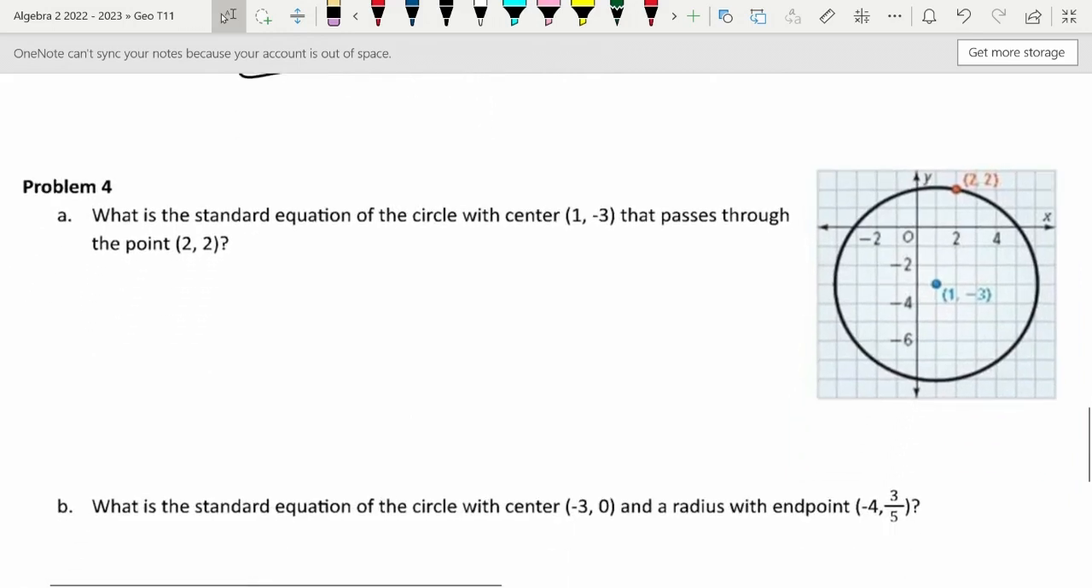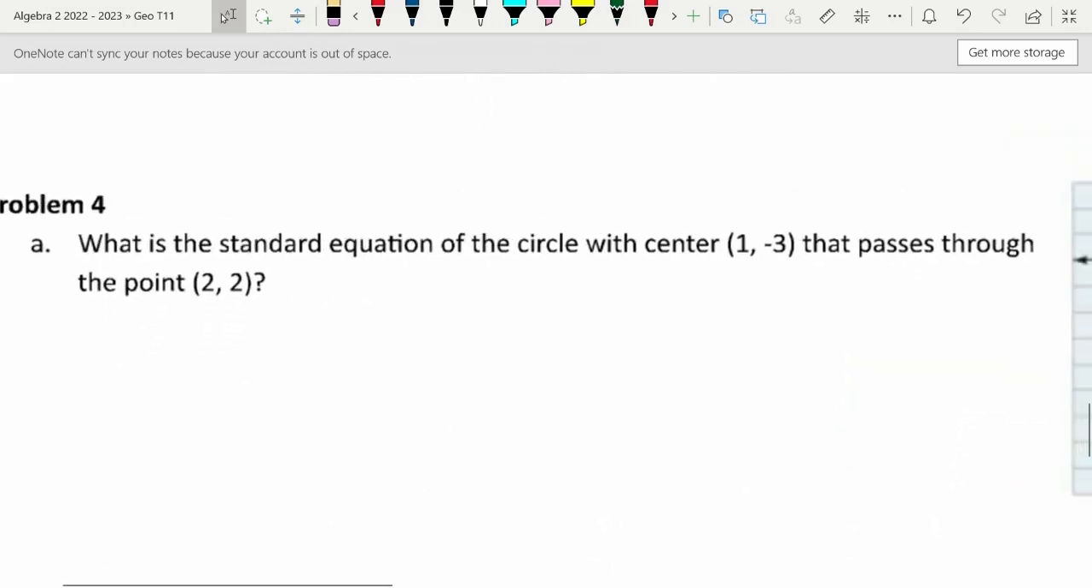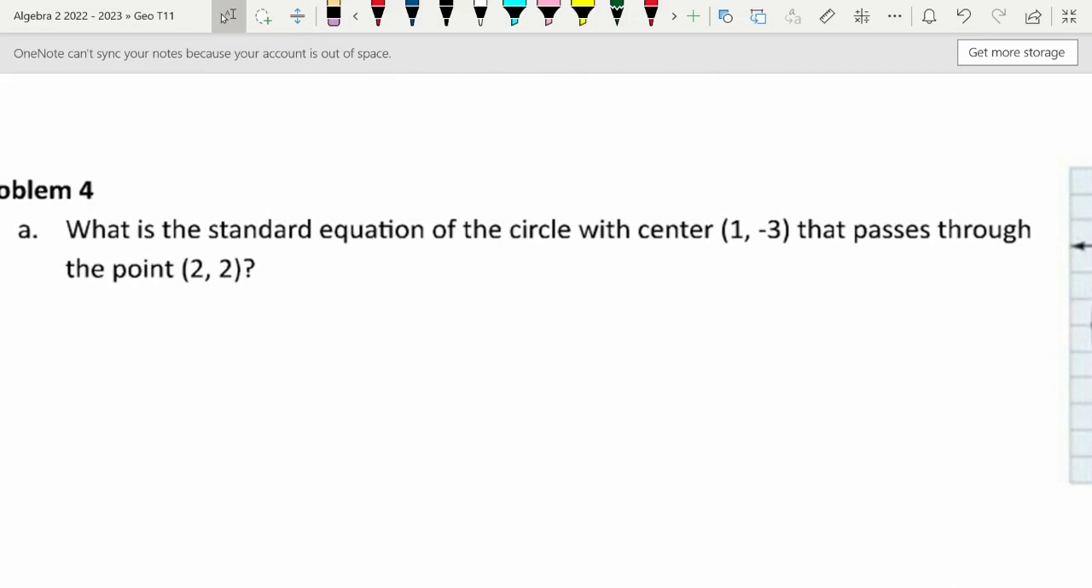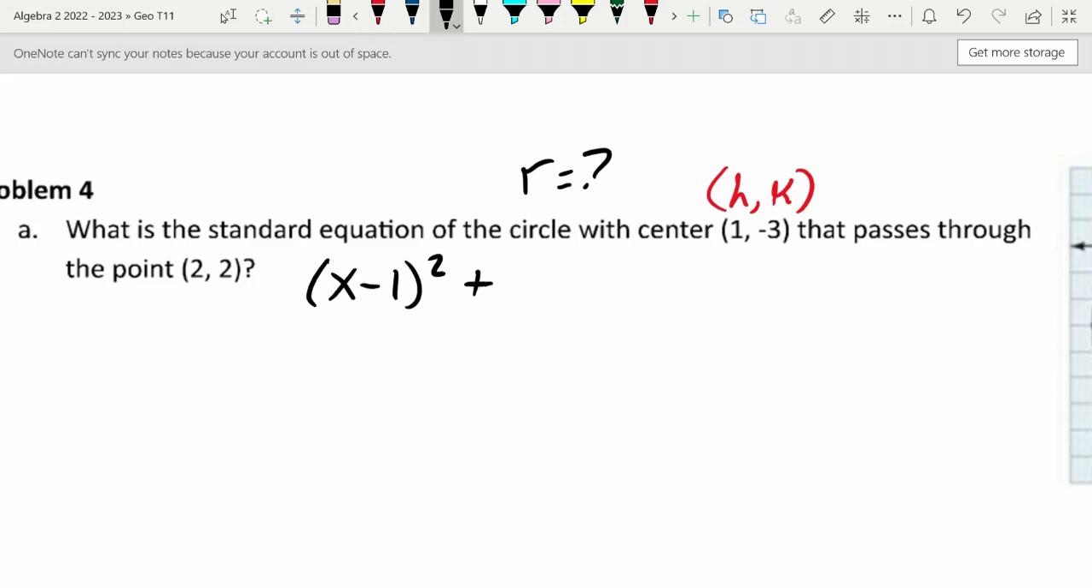For this next one, we're going to have to use a little bit of thinking. We can't just use the numbers that they give us, because it doesn't give us the radius. So the main question here is, what is the radius? We need to figure that out. We can tell with the center at 1 comma -3 that h is 1 and k is -3. So let's start writing our equation, even though we don't know the radius yet. It's going to be (x minus 1), because we flipped the sign of h, plus (y plus 3), we flipped the sign of k, squared, is equal to r squared. We need to figure out what that radius is.